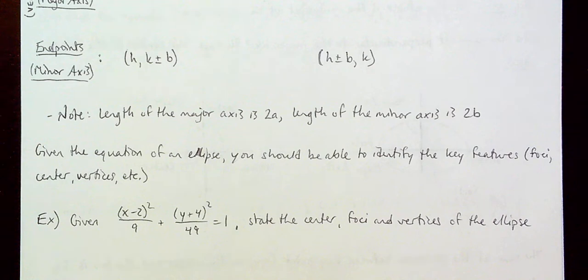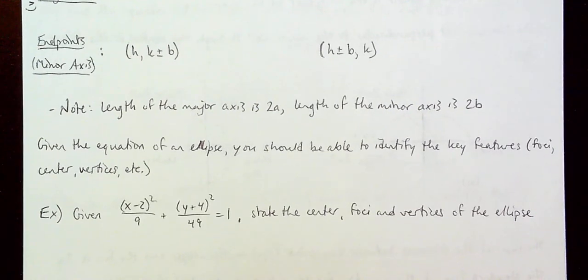Given (x minus 2) squared over 9 plus (y plus 4) squared over 49 is equal to 1, state the center, the foci, and the vertices of the ellipse. So, looking at this equation, when you attack any problem like this, the first thing you want to do is identify where the larger number is on the bottom. We have 9 here, we have 49 here. Last time I checked, 49 was greater than 9.